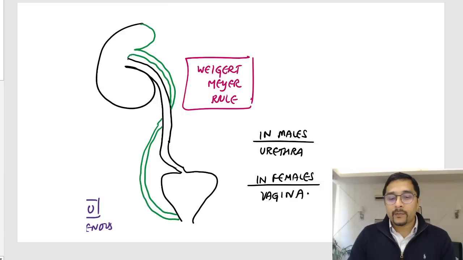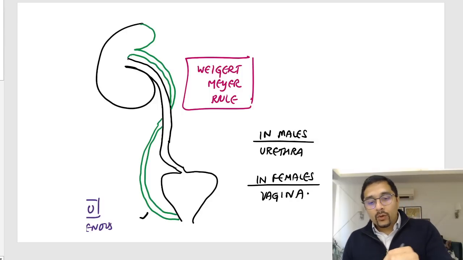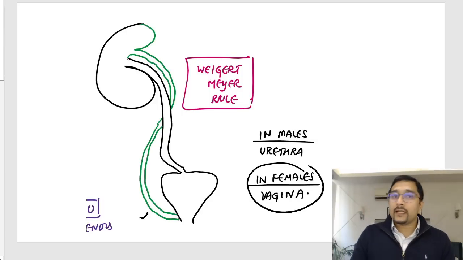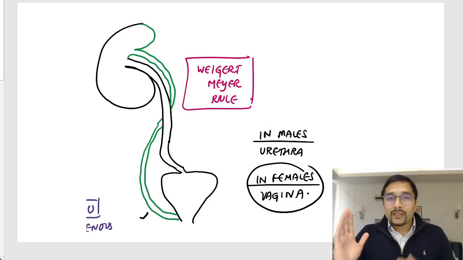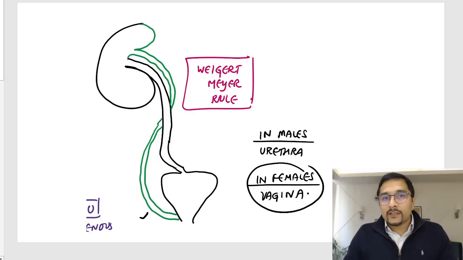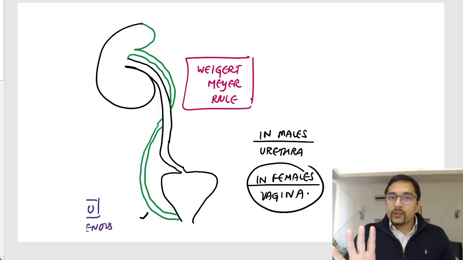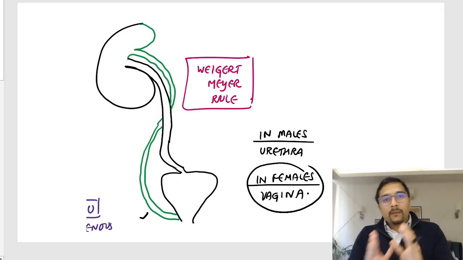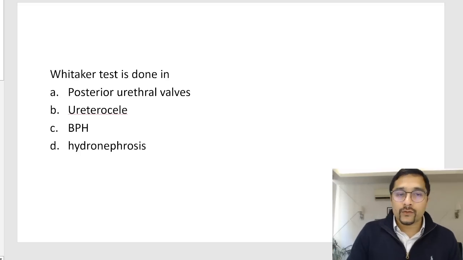This is known as Weigert-Meyer rule, where one of the ureters, which is usually draining the upper pole, opens distally and ectopically. So in females, it will open in the vagina, which is why the girl is having continuous dribbling, because there is no control. If urine goes in the vagina, there is no control there. You can't stop it. And because one ureter is going in the bladder, there is control also. So normal voiding pattern plus continuous dribbling. This is the telltale sign of duplication of the ureteric system.